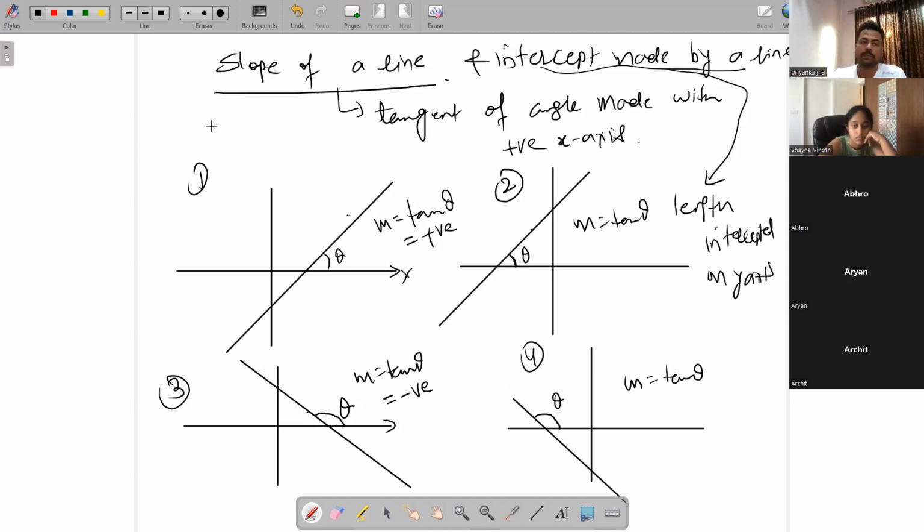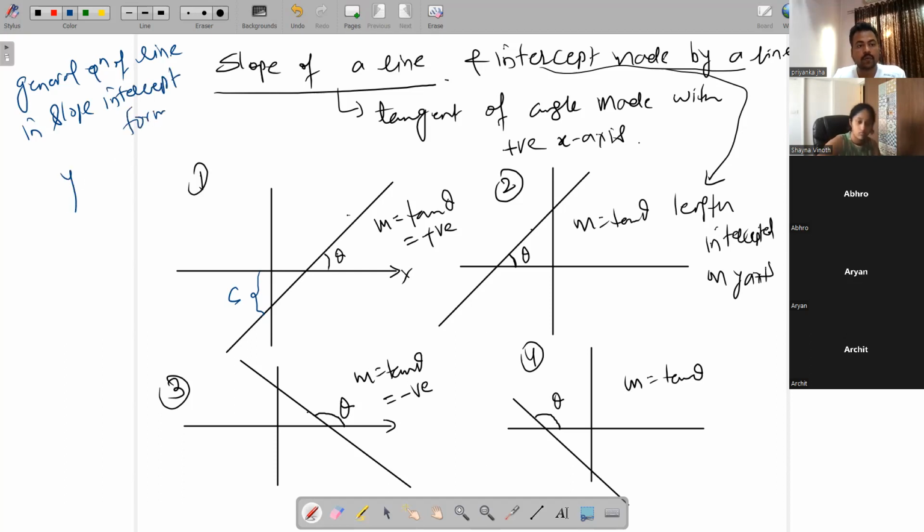Now, I'll talk about intercept. Intercept is the length cut on the y-axis. In the first case, this is the length cut on the y-axis. We'll represent it by c. c is the intercept. Now we can see that this line is intercepting on the negative part of the y-axis. It means that, see, the general equation of a straight line in slope intercept form.